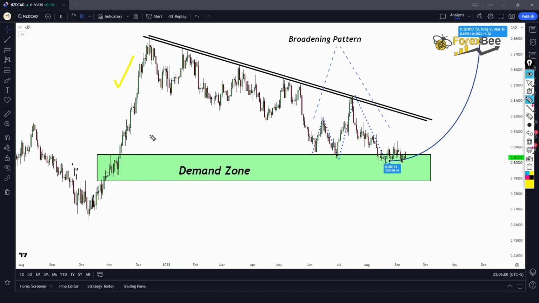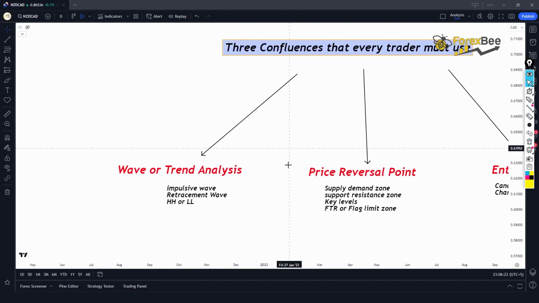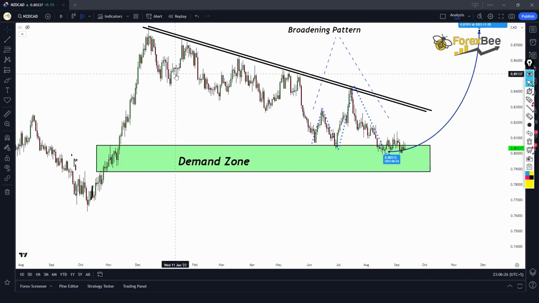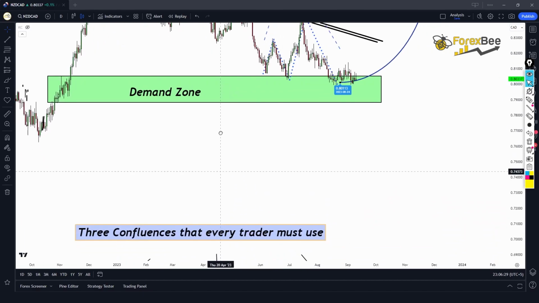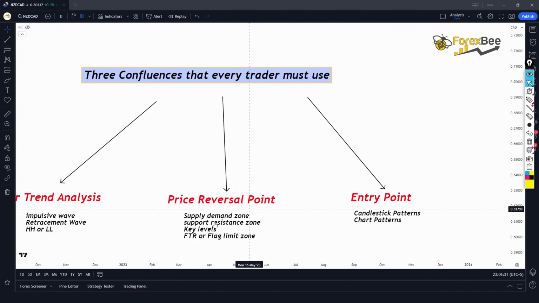Here, after the formation of the demand zone, if the market just kept moving upward, this analysis would not be valid. But now we can see the market retracing, making these consecutive lower highs and lower lows, telling us that the market is retracing a little bit in the downward direction. This would be the first step of our analysis that we mentioned, that is, we have to do the wave trend analysis. Now this analysis is done. What's the next thing? We have to determine our price reversal point.